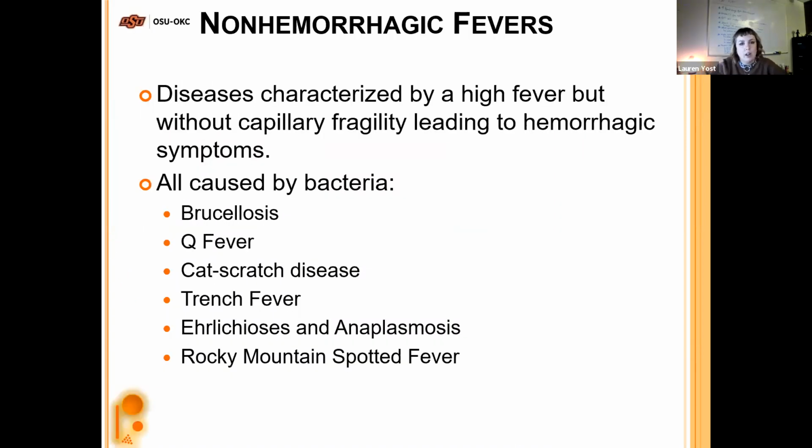All right, the non-hemorrhagic fevers. These are diseases characterized by high fever, but they don't have any capillary fragility, and they won't have hemorrhagic symptoms associated with them. These are all caused by bacteria and include brucellosis, Q fever, cat scratch fever or cat scratch disease, trench fever, ehrlichiosis and anaplasmosis, and then Rocky Mountain spotted fever.